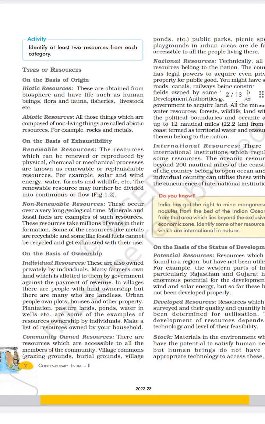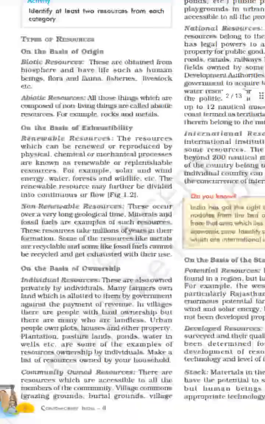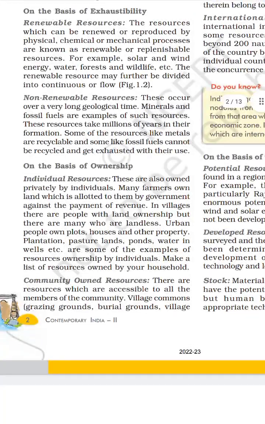Second, on the basis of ownership. No, it's actually third. First is on the basis of origin, second on the basis of exhaustibility, and third is on the basis of ownership. And under this, first is individual resources. These are also owned privately by individuals. Many farmers own land which is allotted to them by government against the payment of revenue. In villages, there are people with land ownership, but there are many who are landless.